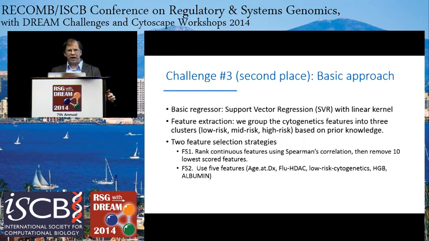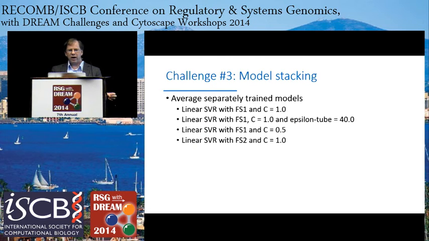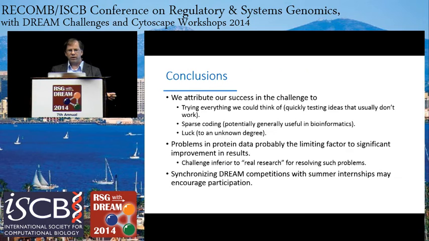Challenge number three, we actually came in second place, and I just put in a couple slides here because it's fast, but it's essentially the same approach we used for challenge number two, but a little more complicated. So some of the first two bullets are the same. We used two feature selection strategies, ranking by Spearman's correlation and then removing the 10 lowest features, and using the same five features I mentioned earlier. And we used model stacking for these too.